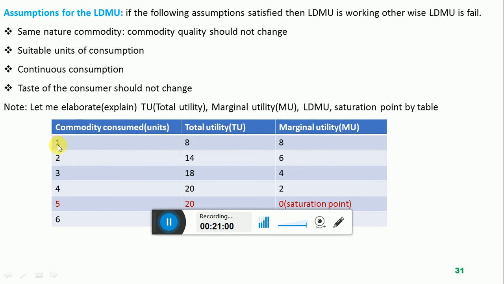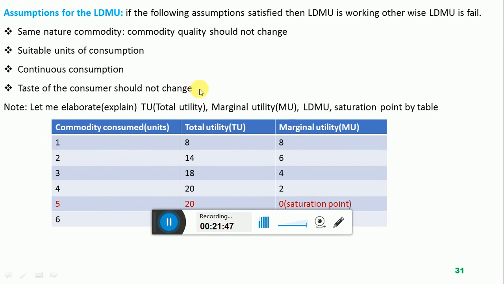How? Look, the first apple provides total utility 8, marginal utility 8. The second apple provides marginal utility 6 and total utility is 14, meaning total utility increases from 8 to 14, but this is increasing at a decreasing rate because the utility of the second apple is 6, which is less than the first one. What was the marginal utility of the first one? That was 8. And now what is the marginal utility of the second? That is 6. What is the marginal utility of the third? That is 4. So it means every next unit will provide less utility than the previous one.